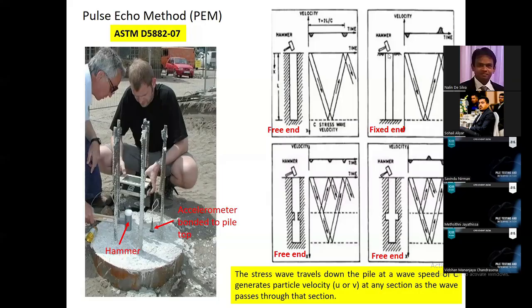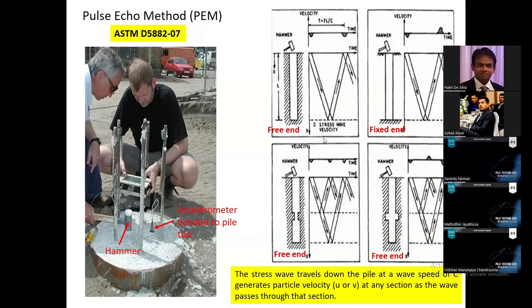If you have a fixed end, then what happens is the wave propagates, right? The particle velocity is the initial velocity. Let's assume that it is in the negative direction. Then the wave will propagate and it is reflected back as a compression wave, right? As a result, you will see a response in the direction opposite to the initial direction of the wave. So this is indicating that the pile is resting on firm ground.